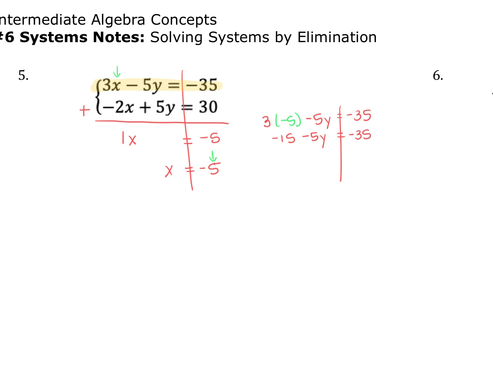Okay, to get my 5y all by itself, I'm going to have to get rid of that -15. So the opposite of minus 15 is plus 15. So I'm going to add 15 here, and I'm going to add 15 here. So now I have -5y equals, if I have -35 and I add 15, that's going to get me to... sorry, it's going to be a -20.